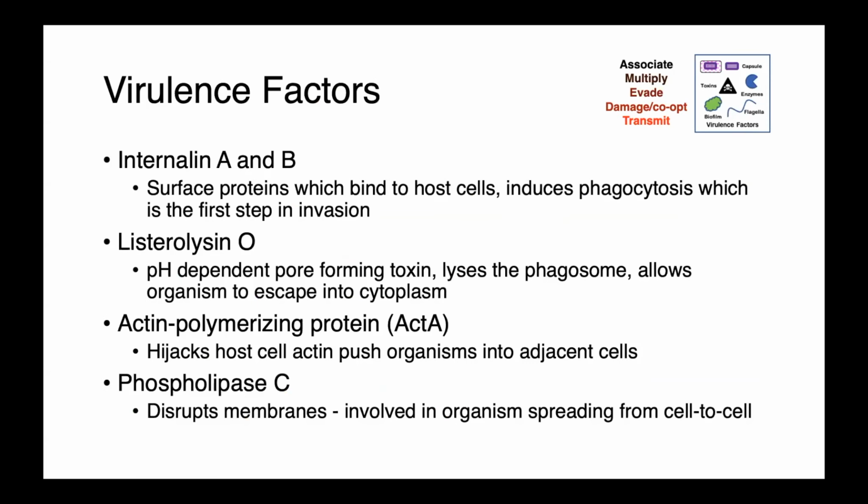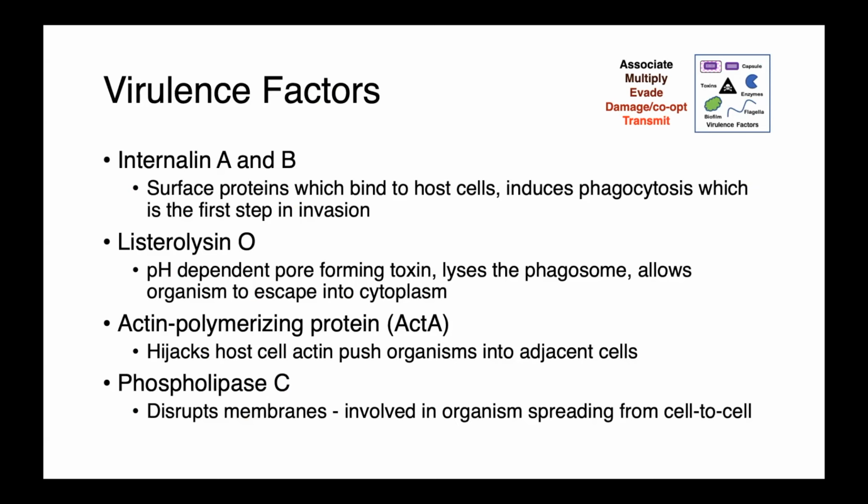We know a lot about the virulence of Listeria monocytogenes. It produces proteins which allow it to bind to host cells and actually induce phagocytosis. So part of the life strategy of this organism is to make its way within its host cells. Once it makes its way in, listeriolysin O is a pH-dependent pore-forming toxin, which allows the organism to lyse the phagosome, and it allows it to actually escape into the cytoplasm of the cell so that it's not contained within the structure that it enters.